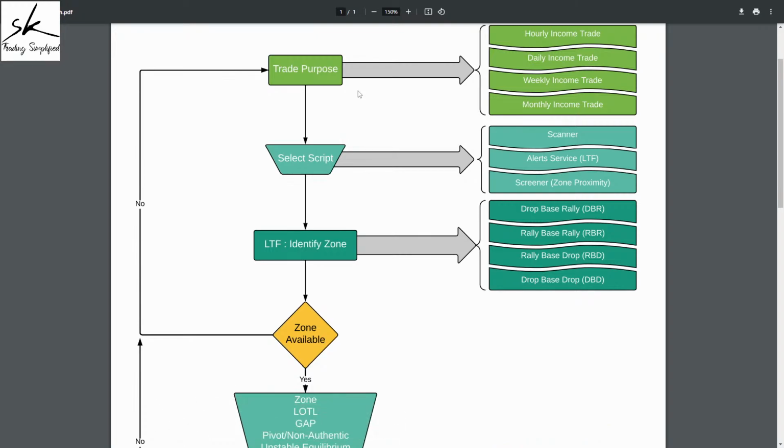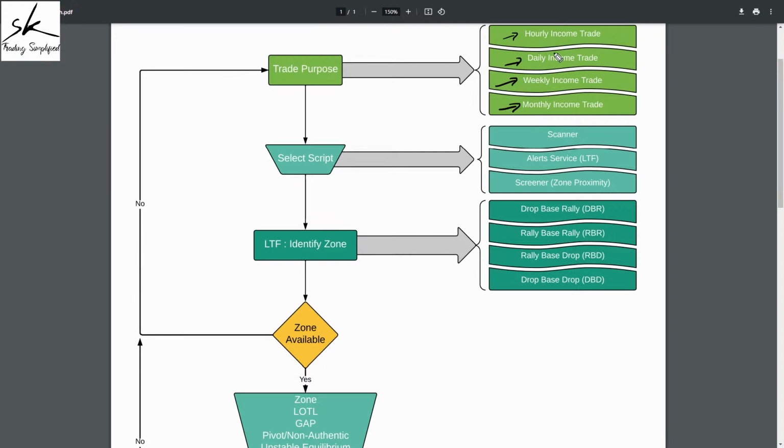We start by first defining our trade purpose, because logically, the longer I want to be in the trade, the bigger the time frame I should be using for my analysis. And similarly, the smaller I want the duration for the trade, the smaller the time frame I should be using. So I have divided these trades into four different purposes, and we call them hourly income, daily income, weekly income, monthly income.